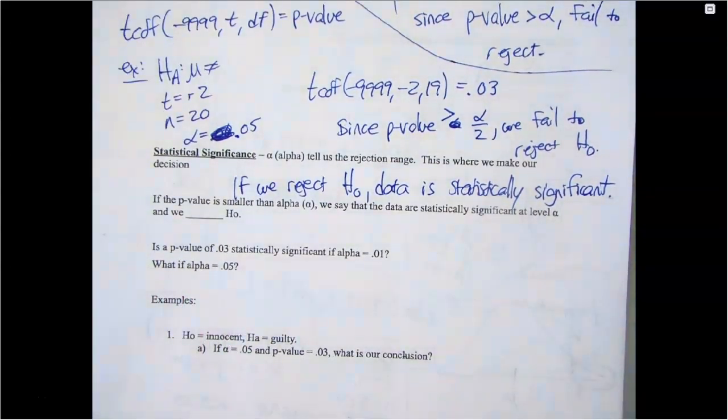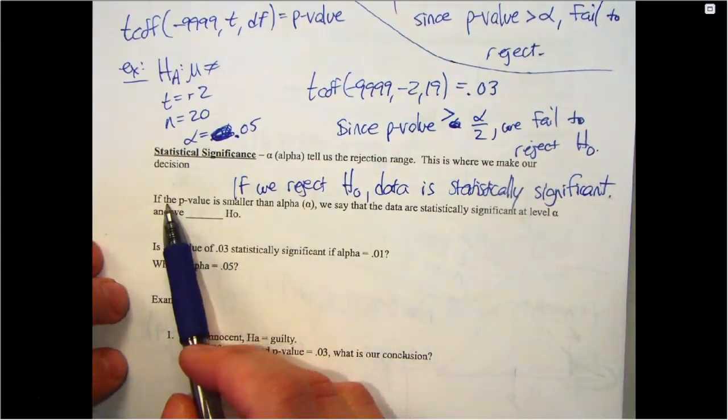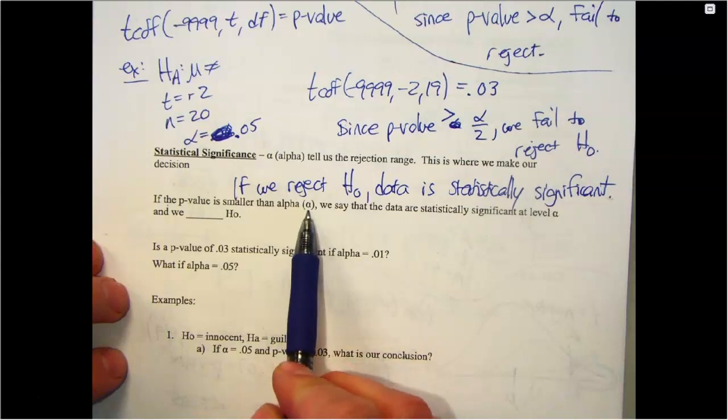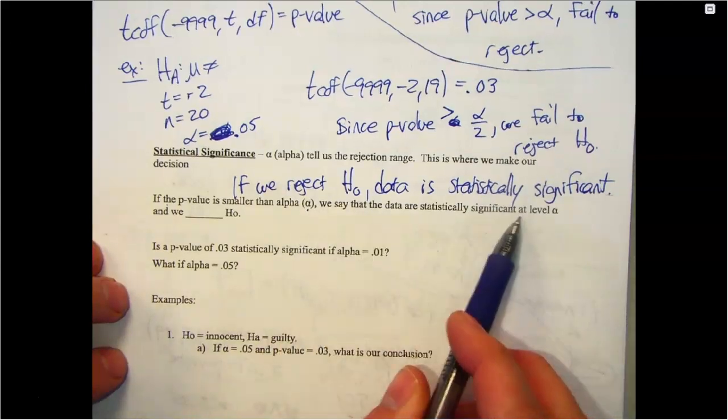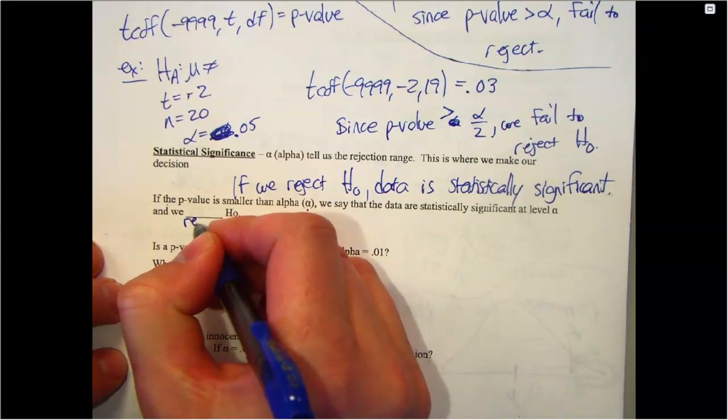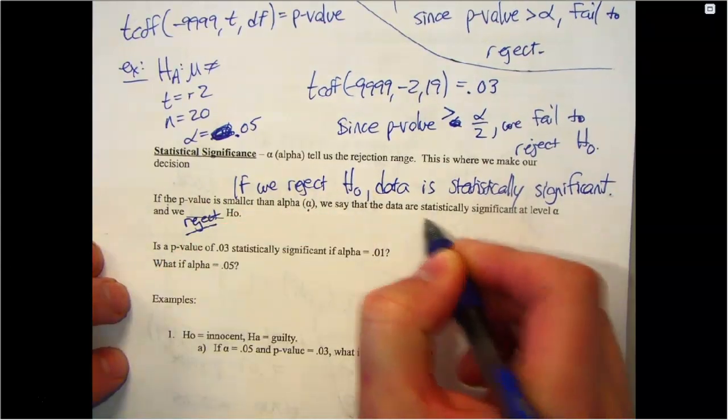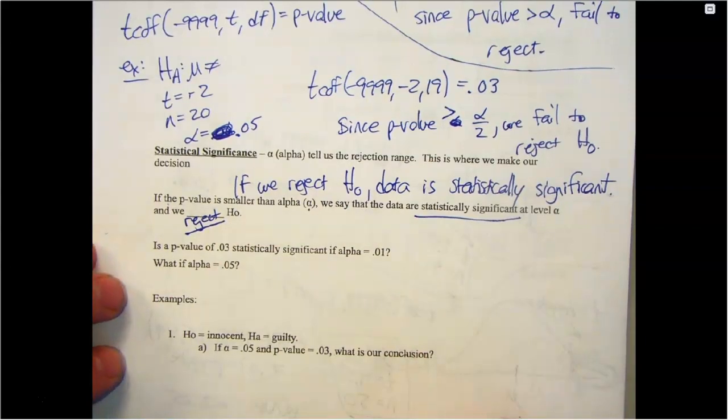Statistically significant basically means I'm calling you a liar. So Evan says he throws 80 feet. He's at 81 feet. That's not far enough away for me to call him a liar. That's not statistically significantly different. If he throws like 40 feet, that will be significantly different. So if the p-value is smaller than alpha, we say the data is significant and we reject. Statistically significant means reject.